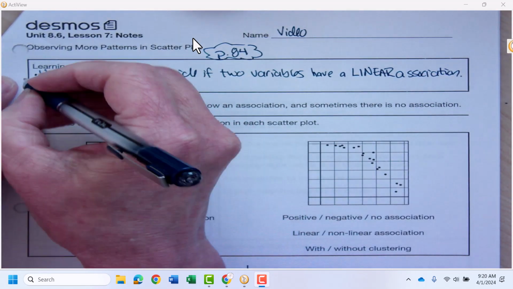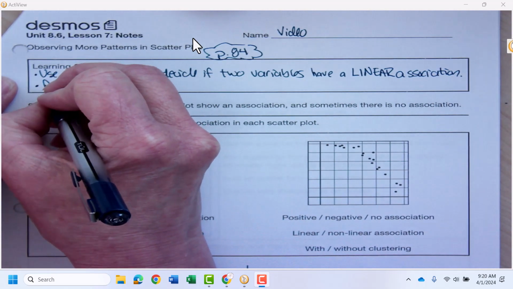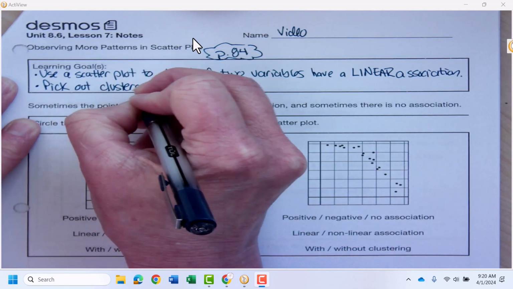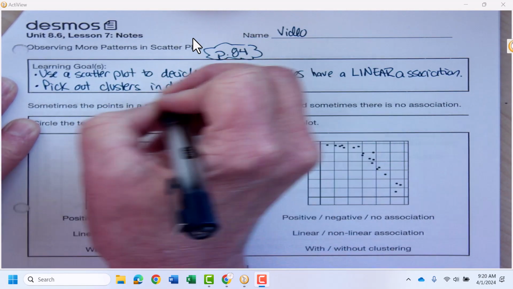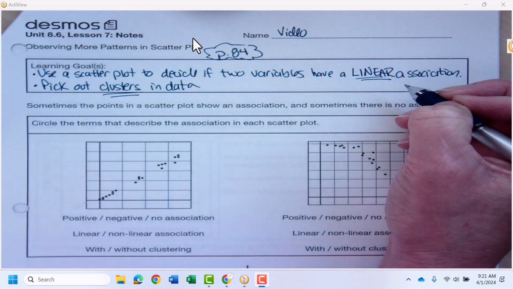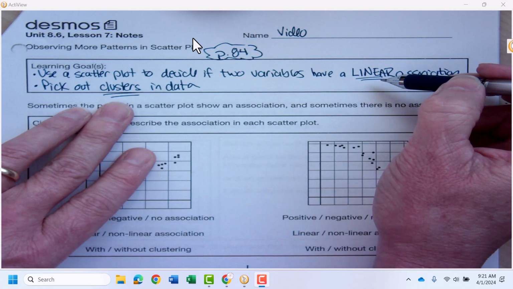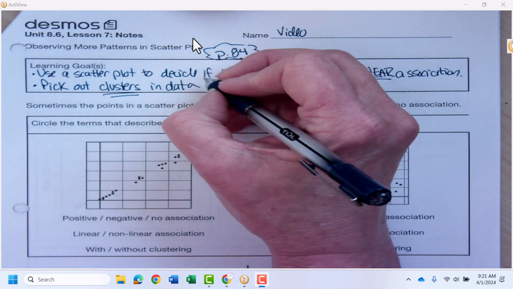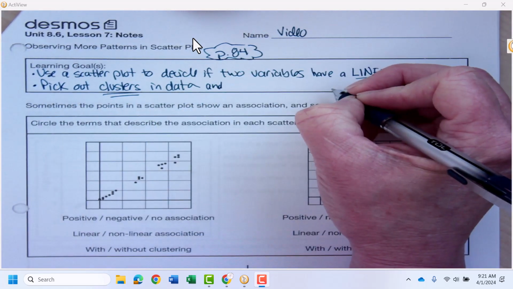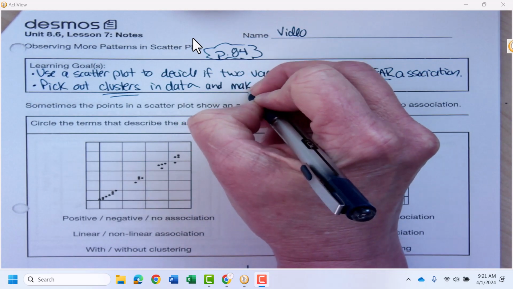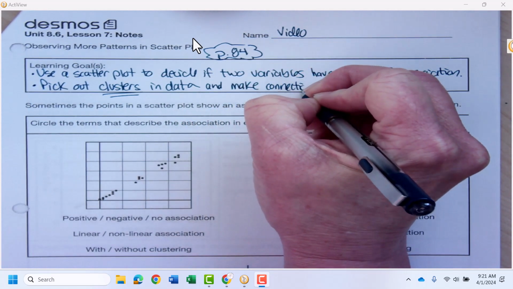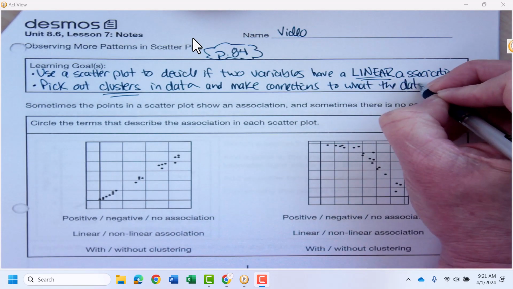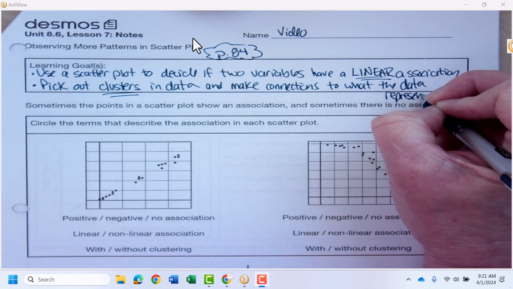But I do want to mention picking out clusters in data. Pick out clusters in data. I should have capitalized that like I did linear. Those are the two important features of our scatter plots today, whether they're linear and whether there's clusters in the data. And I'll go ahead and write it here. Make connections to what the data represents. All right, let's get started.